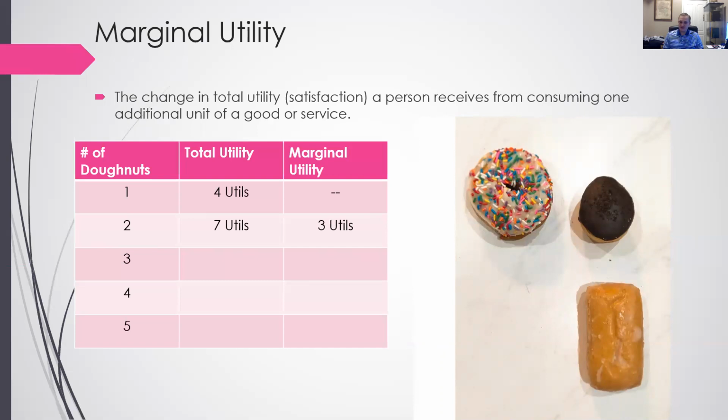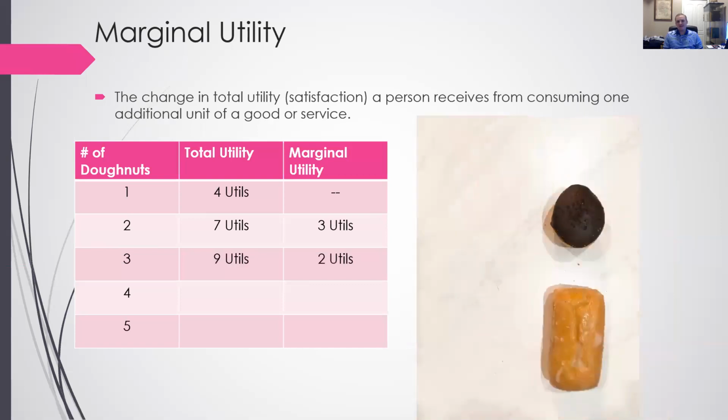I'm still feeling really good about this. I bought the 5 donuts, so I might as well keep going. I eat the third donut, and my total utility is now 9, so it's continuing to increase. My marginal utility, however, is 2. And again, 9 utils minus 7 utils is 2 utils, which is fewer utils than 3. This is called diminishing marginal utility. And this is where I'm going to start having to be careful as a consumer, especially when it comes to eating donuts. I don't want to overeat and get to a point where I'm not receiving any satisfaction.